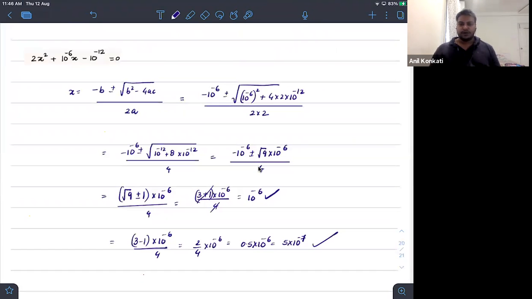So I hope you all recall how to do the quadratic equation, except that these are not simple numbers. You will have some powers with minus sign, minus 1, minus 10 like that. You should be able to deal with it.